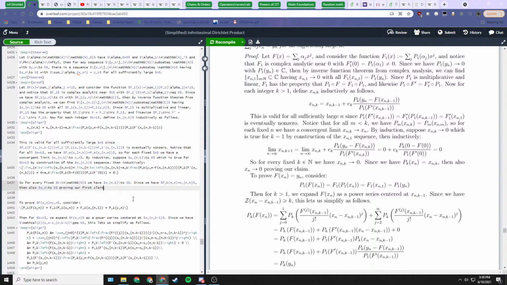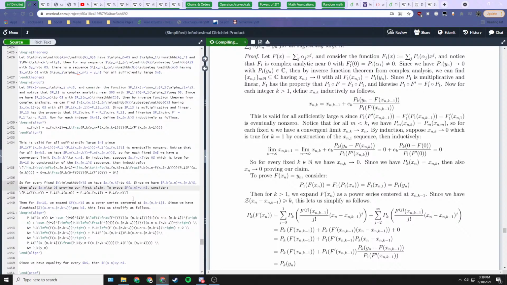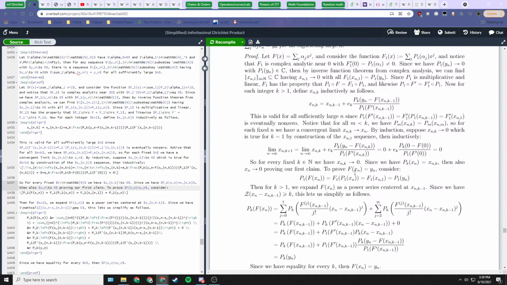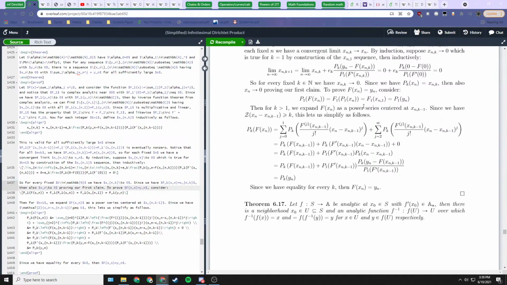And then we can say, we'll continue, and to prove f x_n is y_n, we'll consider it. So we have this first one, this is on the first projection. So we just pull in the p1 by taking f to f1, and then we just use our premise, f1 x_n^1 is p1 y_n. Then for k greater than 1, we expand f x_n as a power series centered at x_n^(k-1).